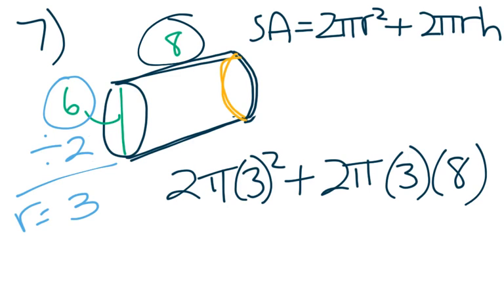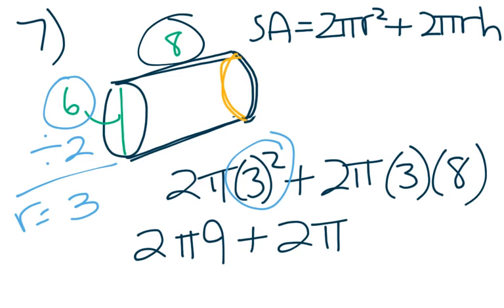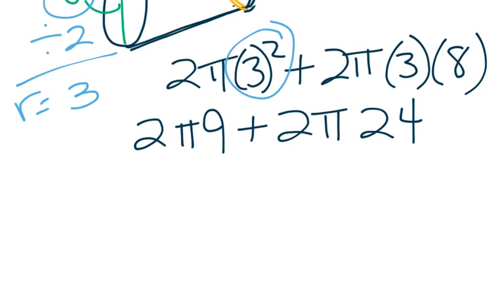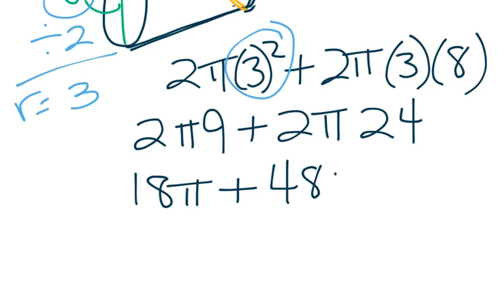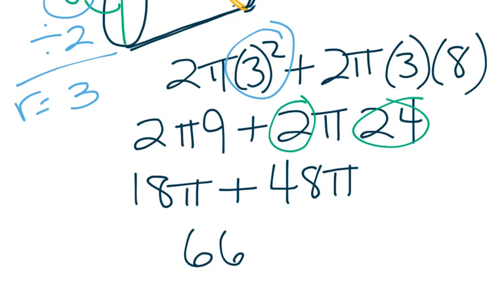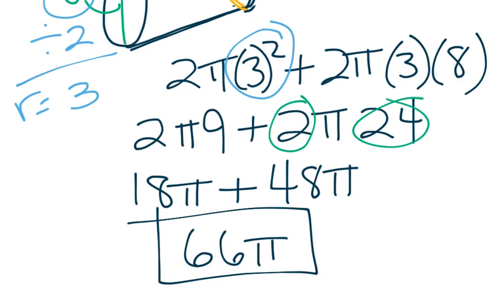Okay, so now let's simplify. 3 times 3 is 9, so we have 2 pi times 9 plus 2 pi, and 3 times 8 is 24. Now we simplify further. 9 times 2 is 18, so we have 18 pi plus 48 pi, and we got this 48 by multiplying 2 times 24. So 18 pi plus 48 pi equals 66 pi. So this is our answer for number 7.